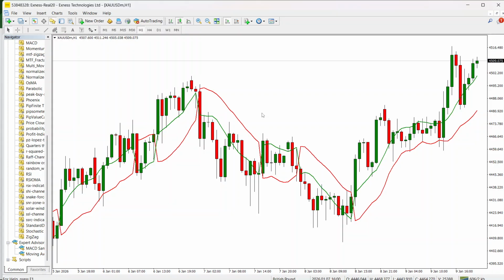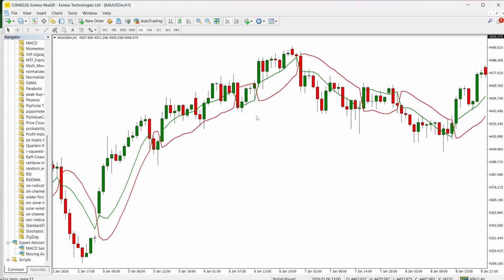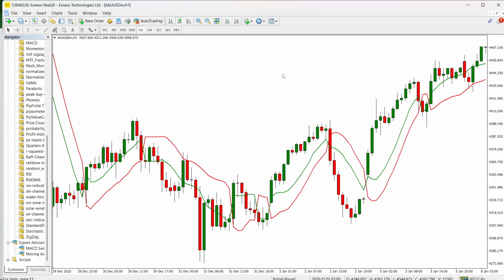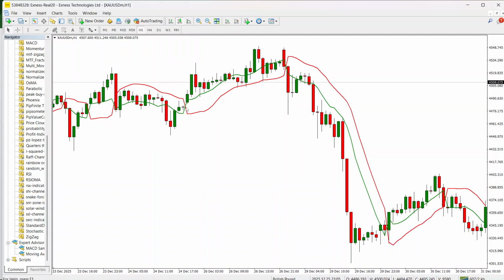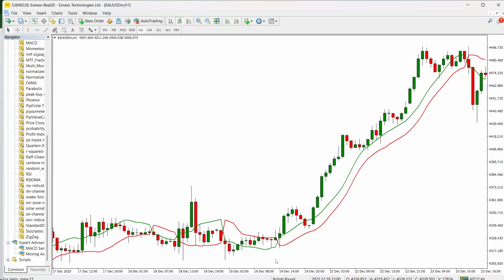The SSL channel displays two parallel moving average lines that form an adaptive envelope around price action, creating visual boundaries that reflect market momentum on the chart. The color-coded system provides clear visual cues, with one color indicating bullish condition while the upper line is dominant, and another color showing bearish conditions when the lower line takes control, as we can see here and here for bearish conditions, and here for bullish condition, and again here.